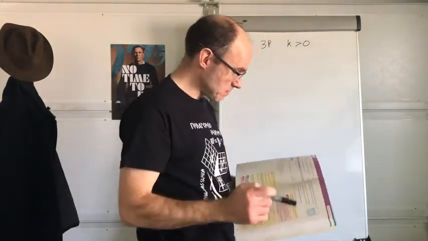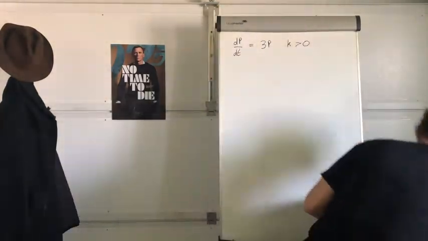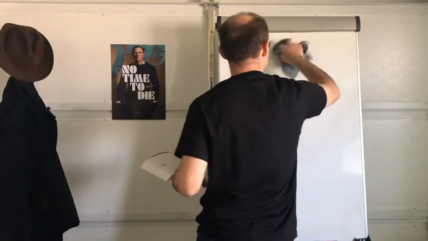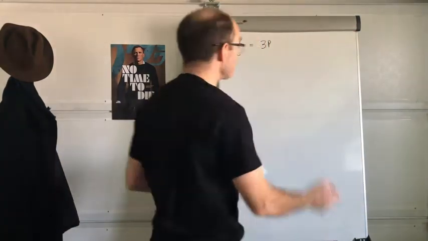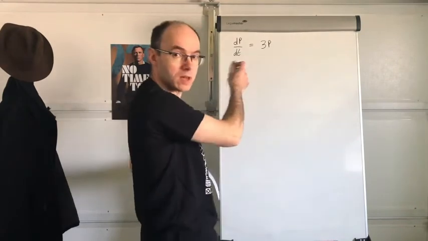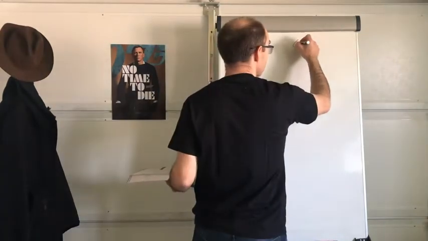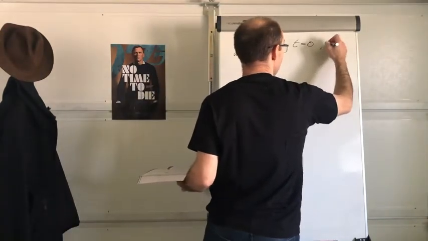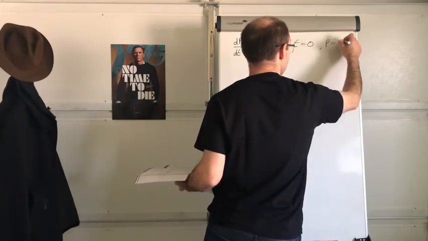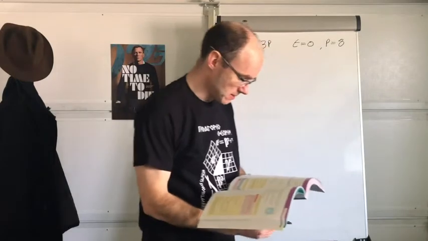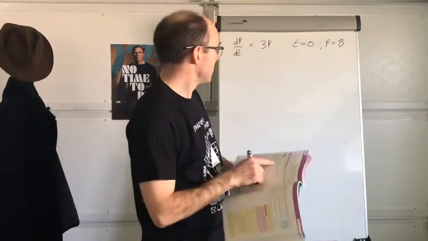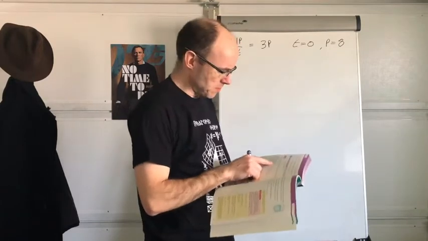It says initially the population was of size 8. Okay, well that's kind of useful to know. So when it says initially, with something like this, population increasing over time, initially means when t is equal to 0, P is equal to 8, I think it was. Yeah, okay. That's what it means, okay? Initially, when t equals 0, population was of size 8. That is more useful. That's going to be helpful.